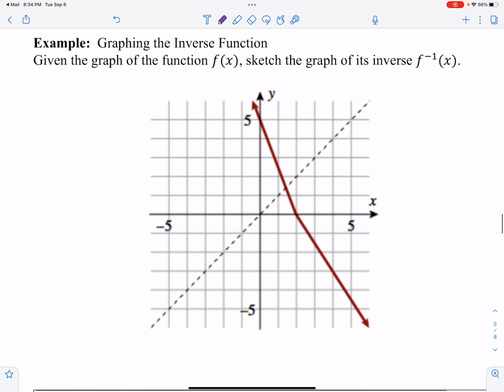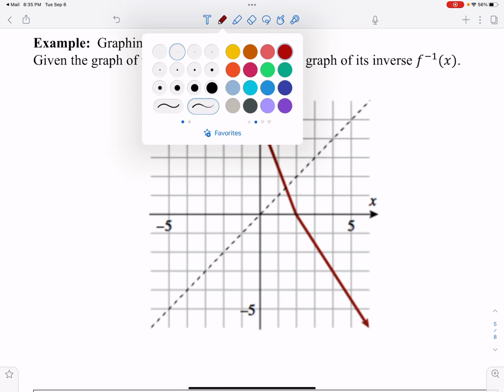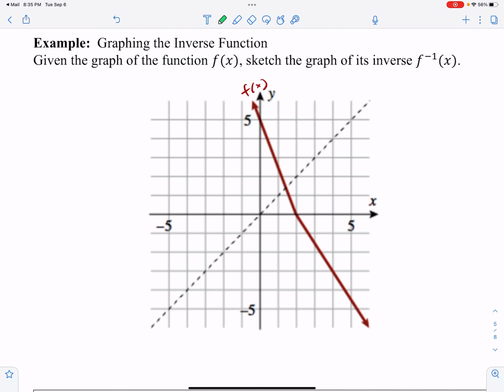So here's another example. So this is a sketch of the function f of x in red. So that's f of x. And we want to find the graph or sketch the graph of f inverse. So to do that, I'm going to pick some points. I'm going to use green. I'm going to pick some points that I see on f. So I see the point (0, 5). How about (2, 0)? And (4, -3).